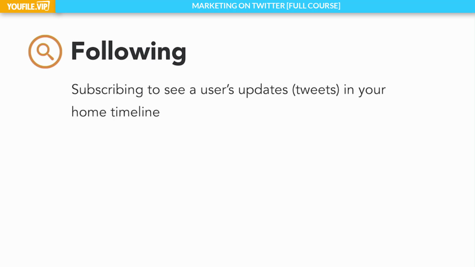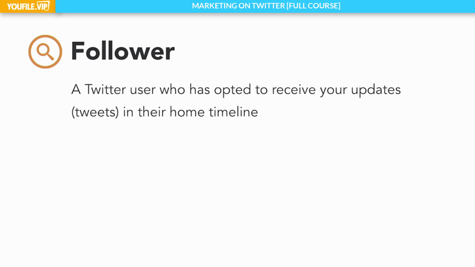Following someone on Twitter is basically subscribing to see that user's updates in your timeline. You begin following by clicking the follow button found in various places on Twitter next to a username. And when you follow someone, they'll be notified and then they'll be listed in the following section of your Twitter profile. A follower is someone who has chosen to receive your updates in their own timeline.